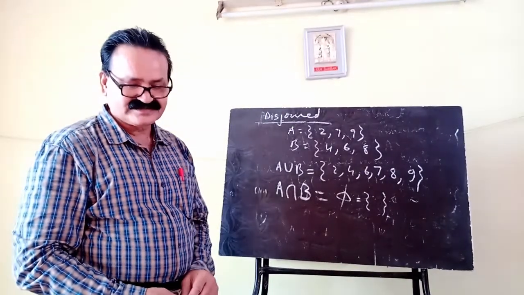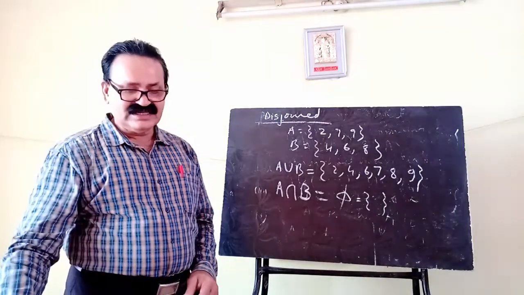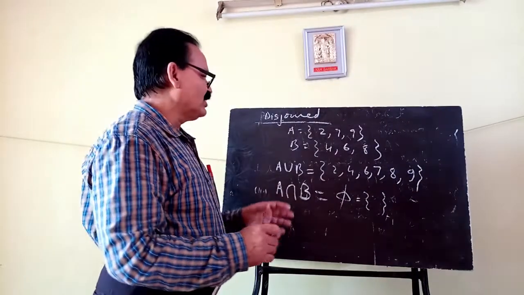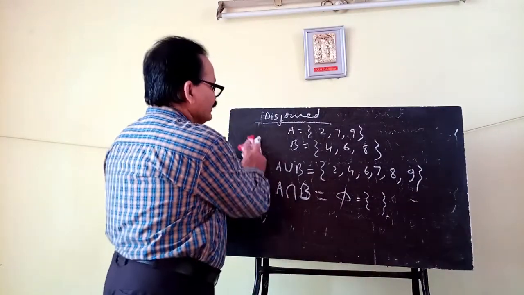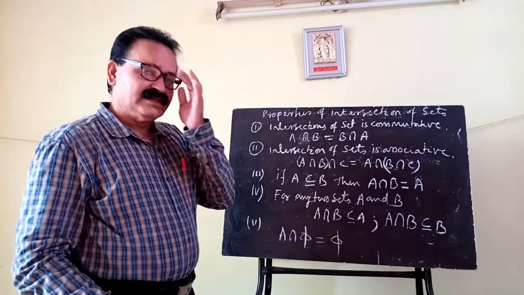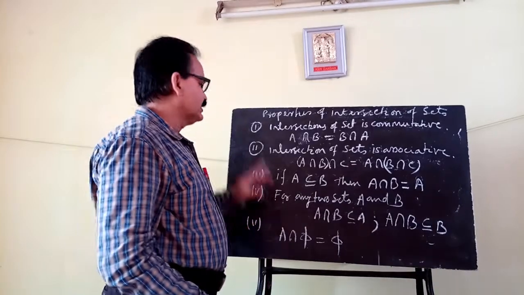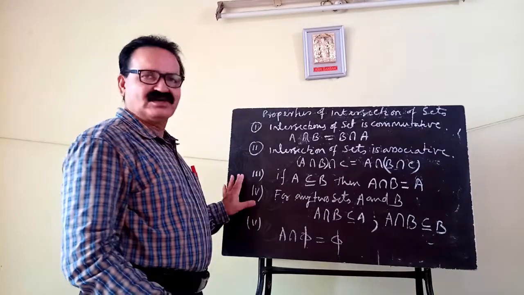Okay, clear? Now the next topic is properties of intersection of sets. Now I will explain the properties of intersection of sets. There are 5 properties altogether.